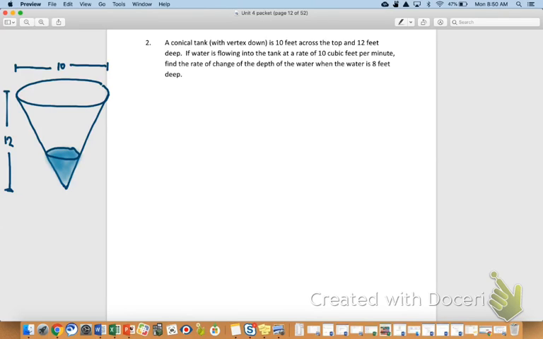One thing that's interesting to think about here is when water flows into a container like this, doesn't the water automatically take on the shape of the container? So we basically have a cone that's a tank, and then somewhere in there, don't we have a cone of water? Okay. So think that through.